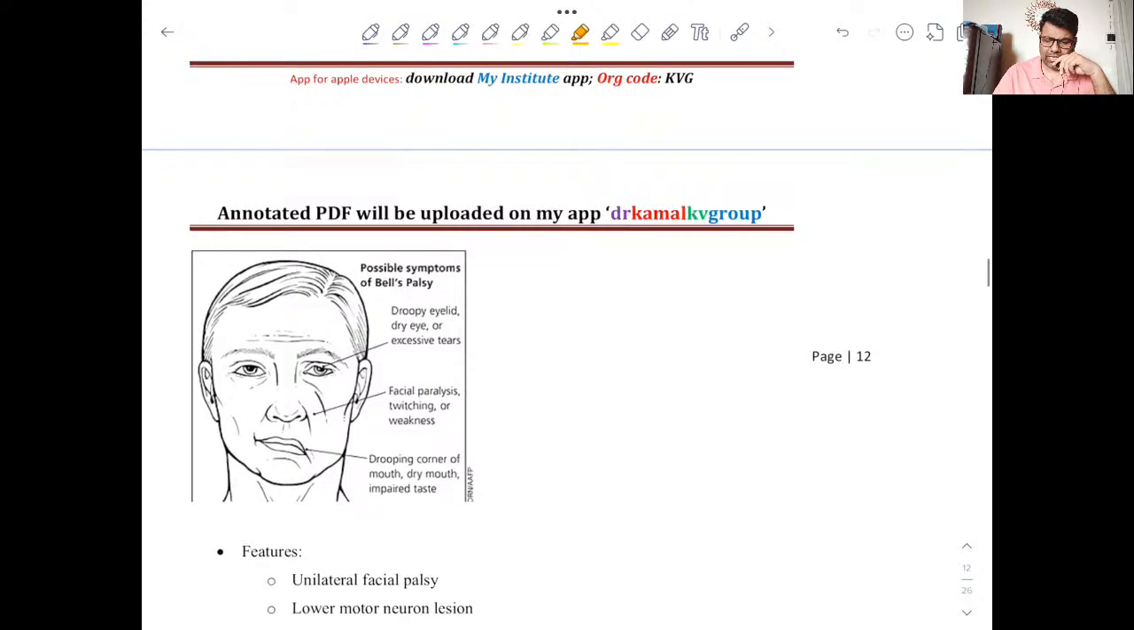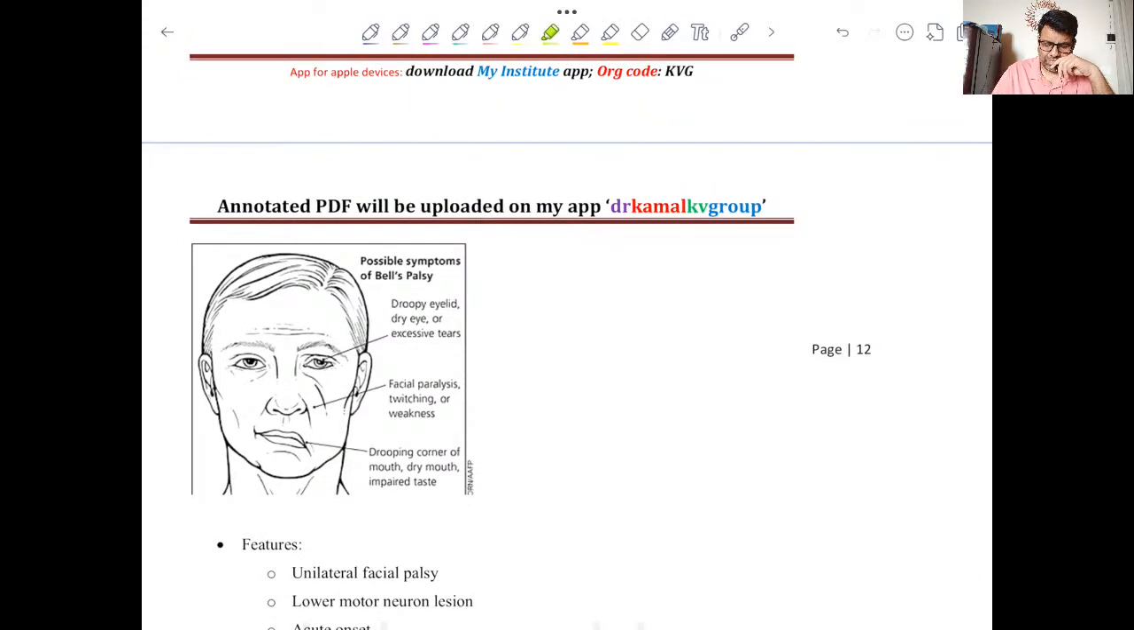Then moving to Bell's palsy, this is a lower motor neuron type of lesion. So what you will see, complete one half of the face is paralyzed, right? So complete one half of the face, and this is ipsilateral. Yes, this is a lower motor neuron lesion. So suppose if there is left facial nerve palsy, then the patient will develop paralysis of the left half of the face. Clear?